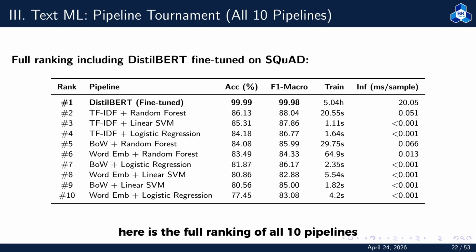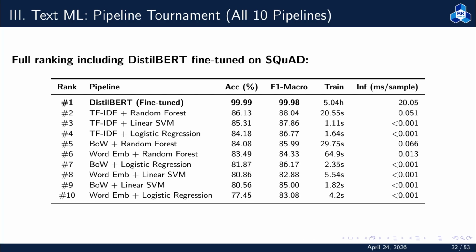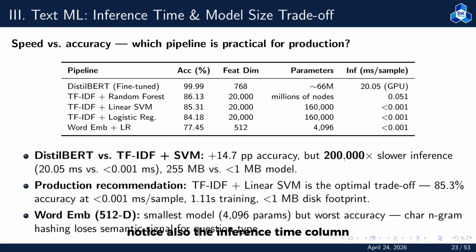Here is the full ranking of all 10 pipelines, including DistilBERT, with 99.9% accuracy, and the gap to the second place TF IDF plus random forest at 86.3% is enormous, over 13 percentage points. Among traditional models, all 3 TF IDF pipelines occupy ranks 2, 3, and 4, confirming TF IDF superiority. Notice also the inference time column. Linear SVM and logistic regression are essentially instantaneous at under 0.01 milliseconds per sample, while random forest takes 0.05 milliseconds. DistilBERT takes 20 milliseconds, orders of magnitude slower.